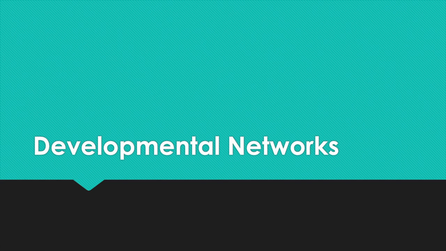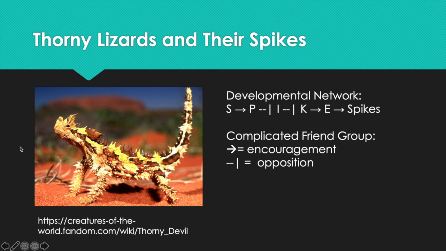Today we're going to be discussing developmental networks and how regulation of gene expression occurs. Let's discuss this with an example, the thorny dragon, which produces spikes over parts of its body. The developmental network for the spike expression looks like this. An arrow means that the action is enhanced, while a block means that the action is repressed.